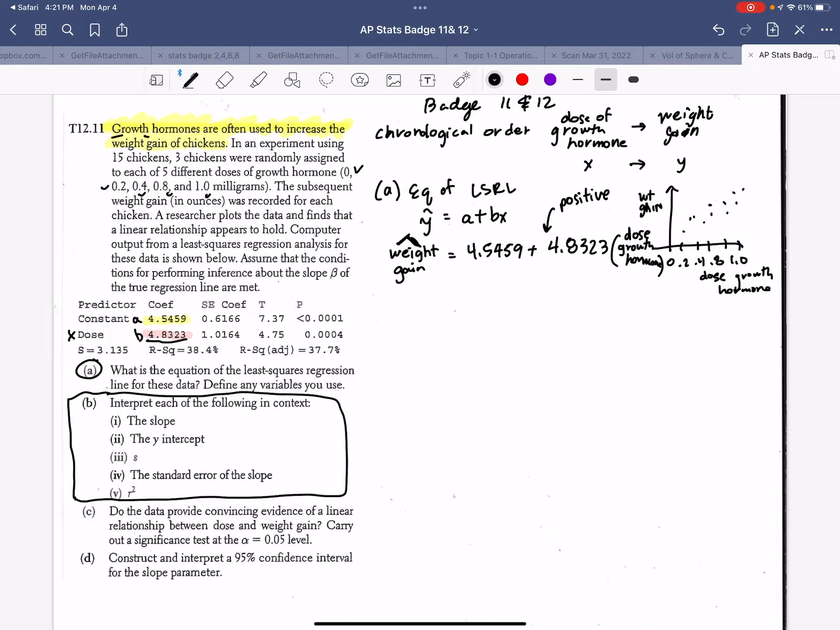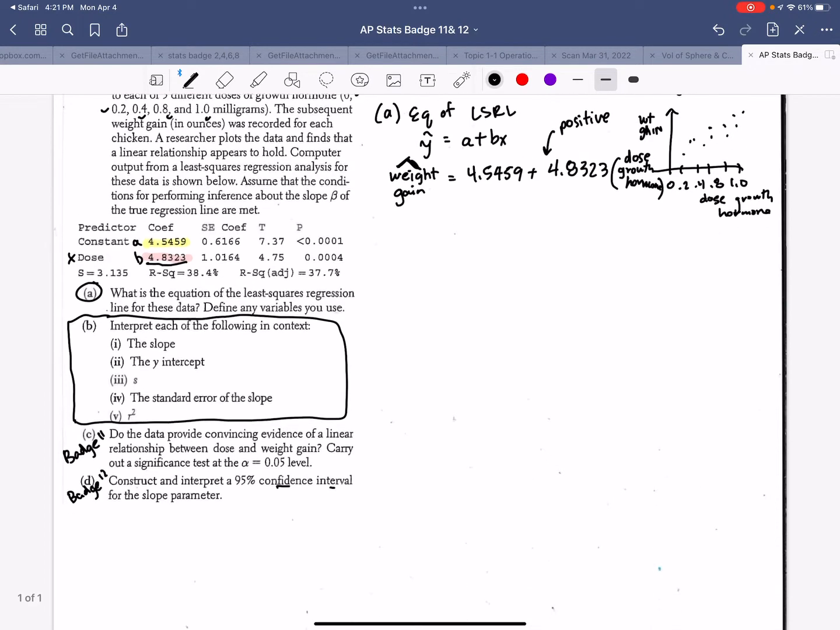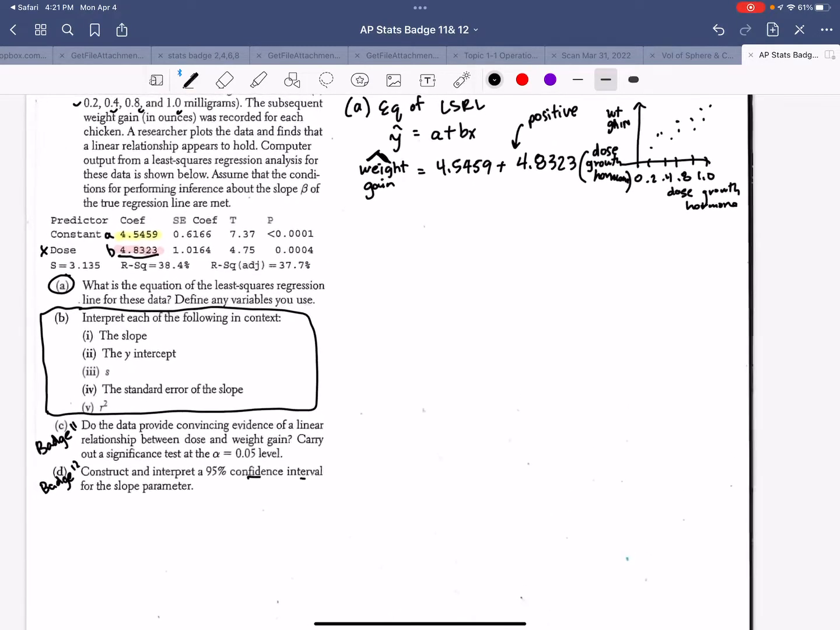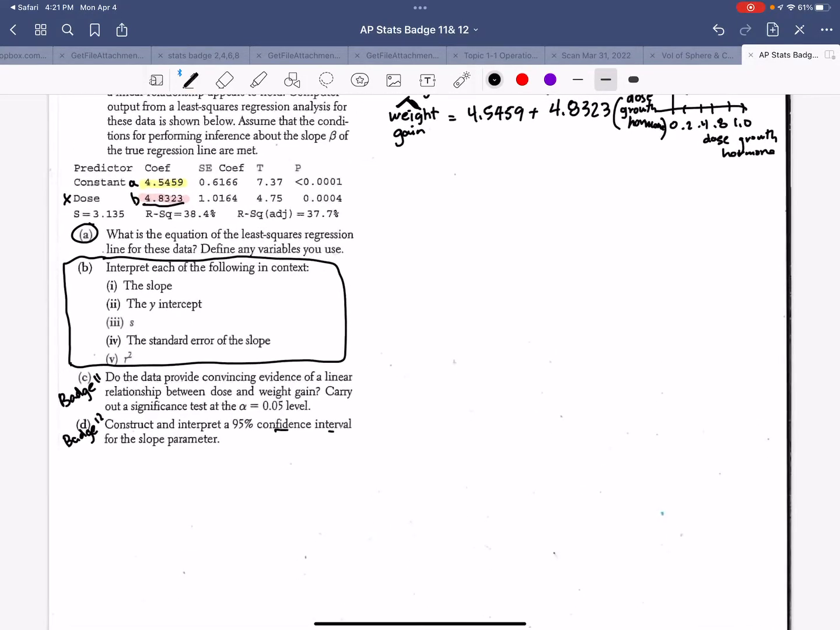So then this is getting into our badge. We said badge 11 is a linear regression t-test. So that's this one right here, badge 11. And then it says do a confidence interval, so that's badge 12. Okay. So does this provide convincing evidence of a linear relationship?